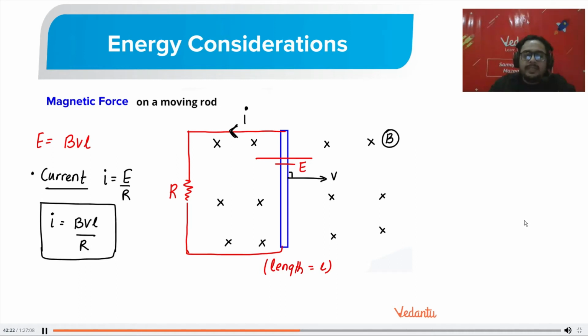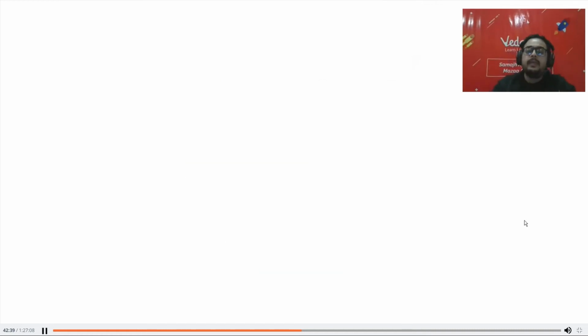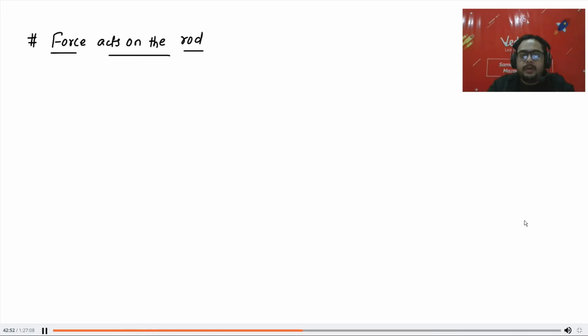Now just tell me, if a current carrying wire is moving in magnetic field, does a force act on it? And can you tell me how much force acts? Very good, Harsh. So for this reason, force acts on the wire or rod because current is flowing through the rod.